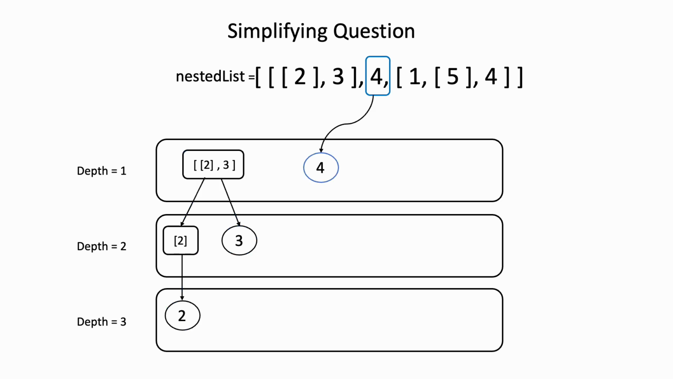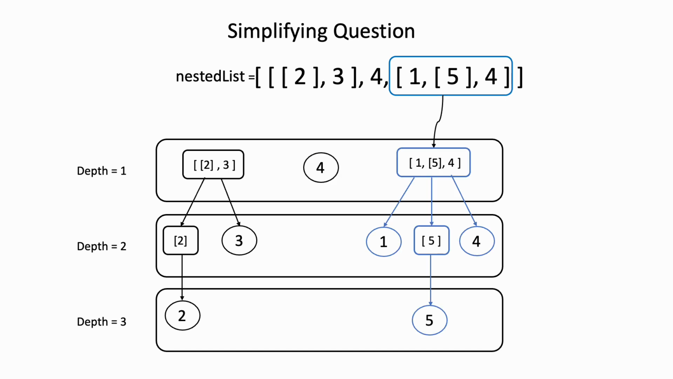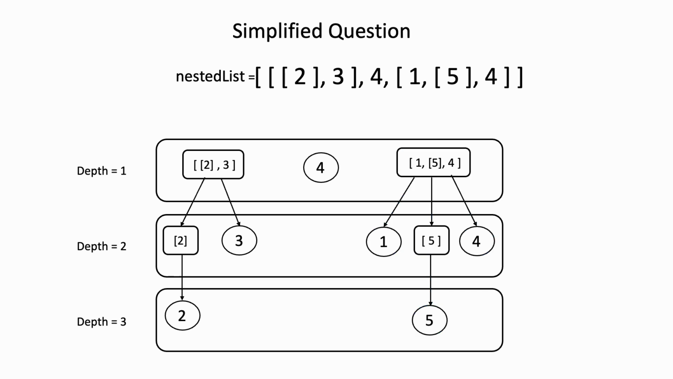Similarly, the next integer element 4 in the nested list will be represented as a single integer graph node at depth 1. Similarly, the next inner element in the nested list will be represented as a graph like this. So finally, we have converted the original question to a graph problem. Now the question has simplified. We know that for tree and graph problems, mostly the solutions are DFS and BFS. We will use a BFS to solve this problem.